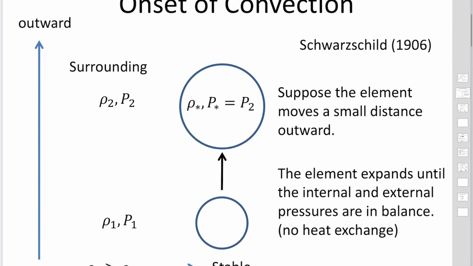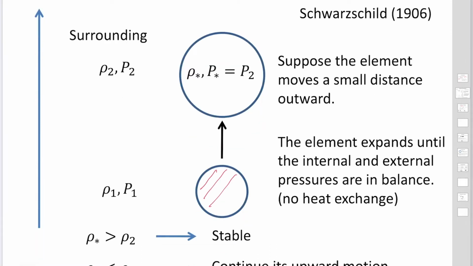Then we'd like to consider the onset of convection, after Schwarzschild in 1906. Consider some element of gas moving upward. In this region, the density and pressure of the gas element are expressed as ρ1 and P1. The gas element is moving upward, and in these regions, the density and pressure of the gas are expressed as ρ2 and P2.